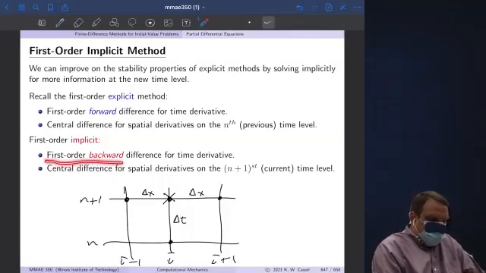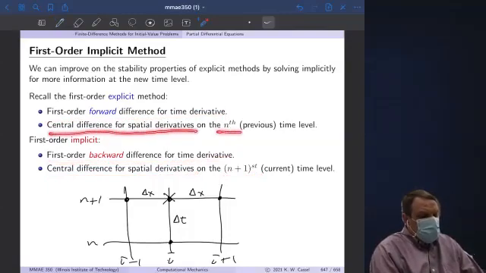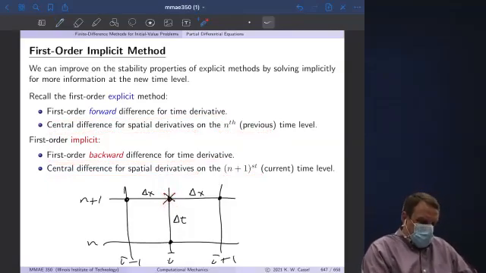So first order backward difference for time instead of first order forward difference in time. And central difference for the spatial derivatives at the n plus first time level instead of a central difference for the spatial derivatives at the nth time level. Okay, so again, remember, X marks the spot is there.